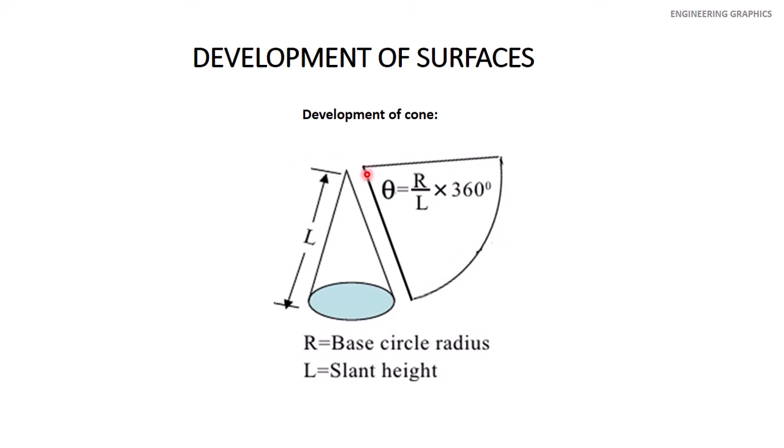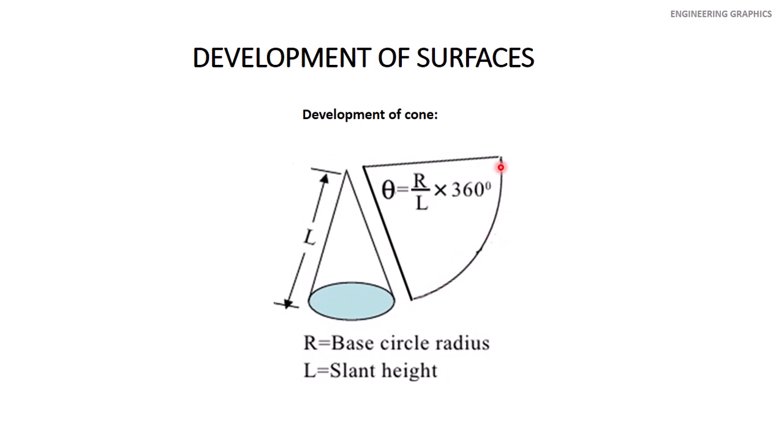First of all, draw a line equal to the slant height of this cone. So this is the slant height of this cone, equal to this slant height. Draw a line here, this line. Now put your compass here and take this line as a radius and draw an arc.